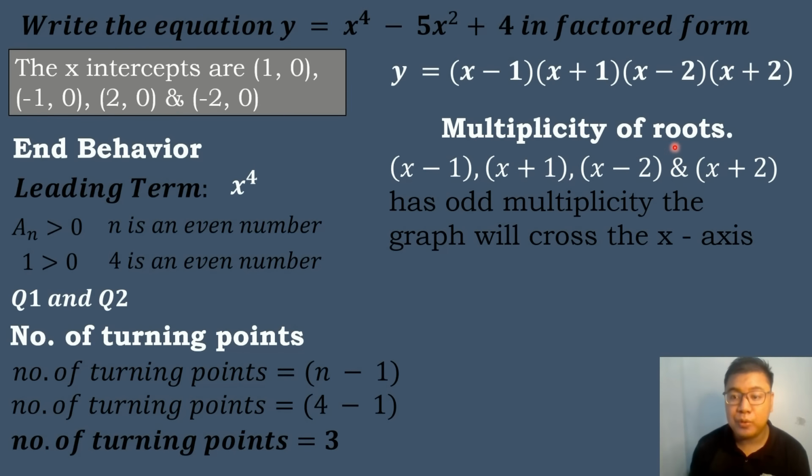They have an exponent of 1, which is an odd number. Therefore, it has an odd multiplicity. The graph will cross the x-axis if it has an odd multiplicity. So the next step is to construct a table of values.